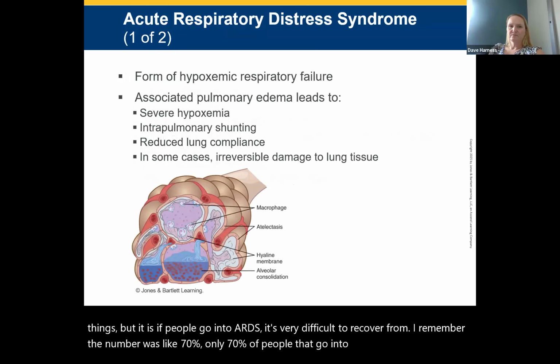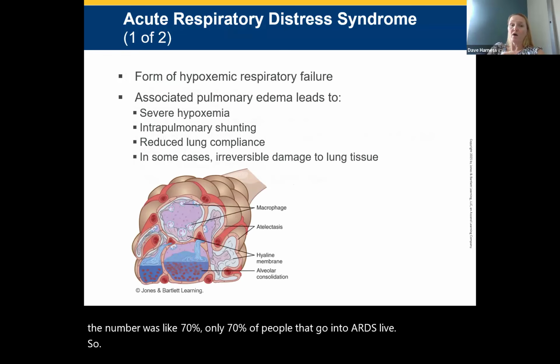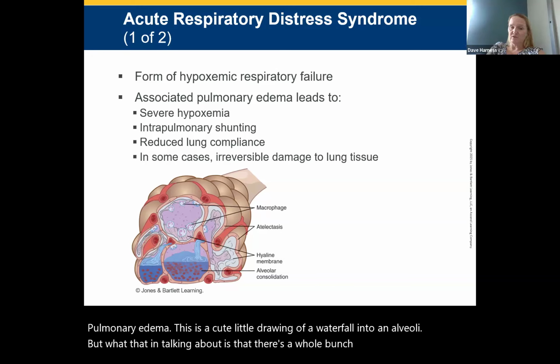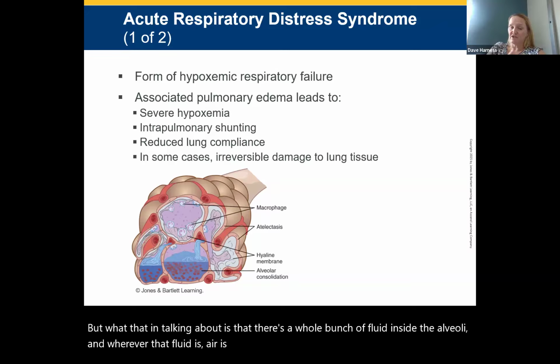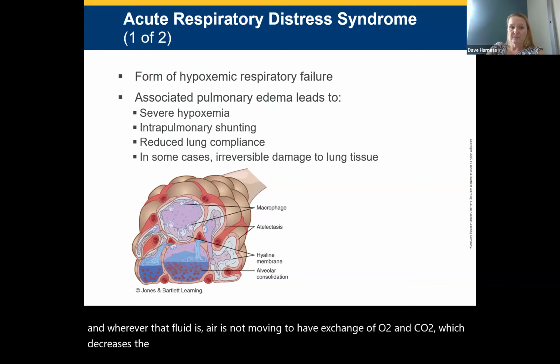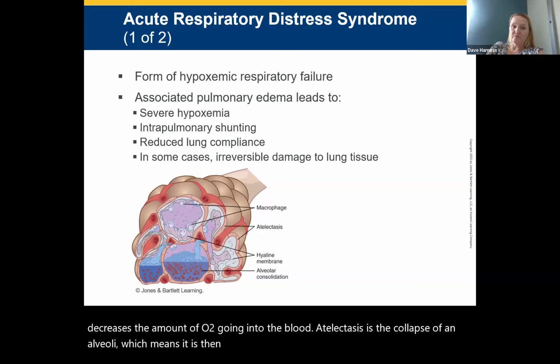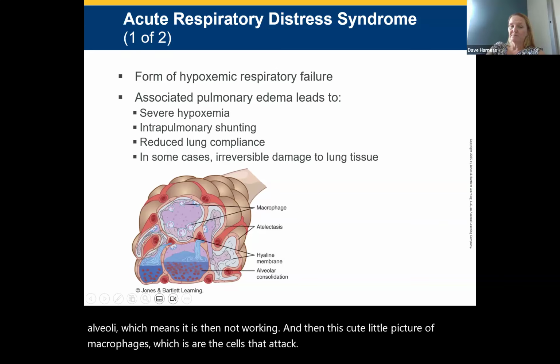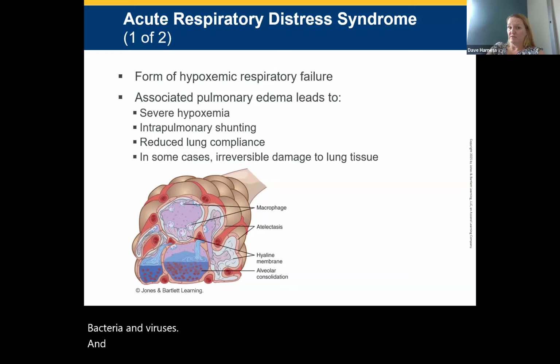So pulmonary edema, this is a cute little drawing of a waterfall into an alveoli. What that's talking about is that there's a whole bunch of fluid inside the alveoli, and wherever that fluid is, air is not moving to have exchange of O2 and CO2, which decreases the amount of O2 going into the blood. Atelectasis is the collapse of an alveoli, which means it is then not working. And then this cute little picture of macrophages, which are the cells that attack bacteria and viruses and kill them. I'm assuming they're showing you that they're enlarged because they're on overdrive.